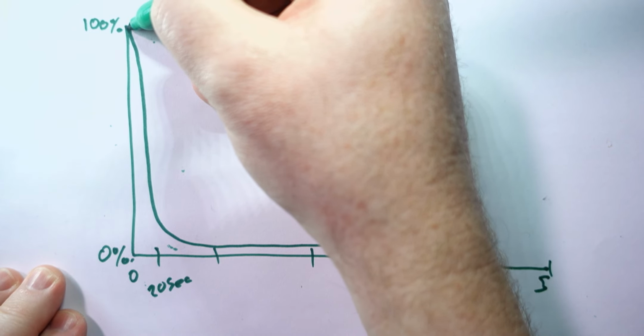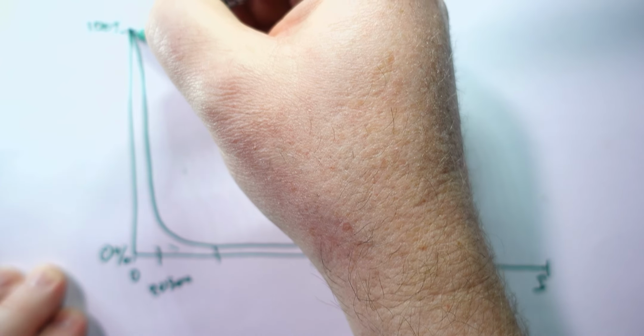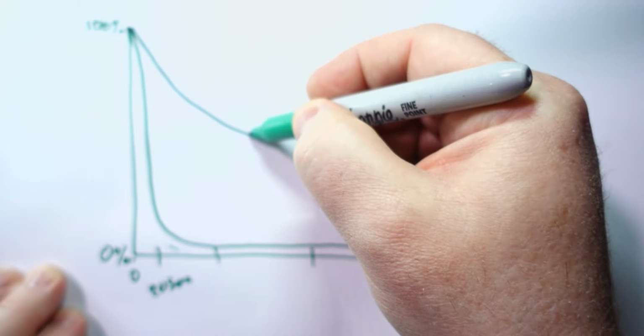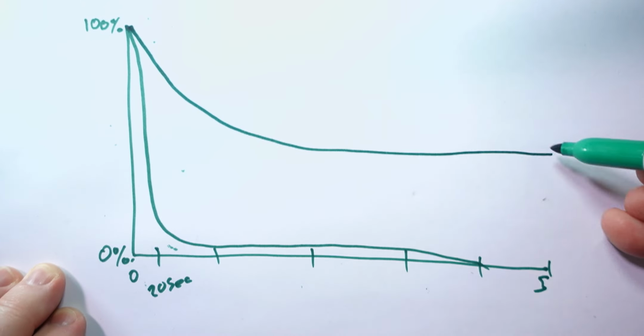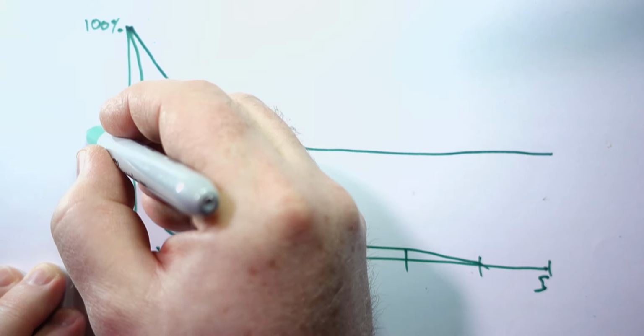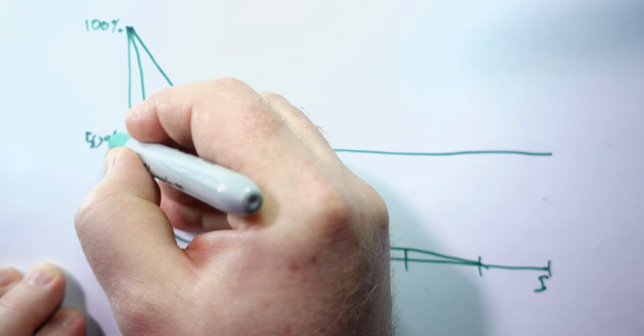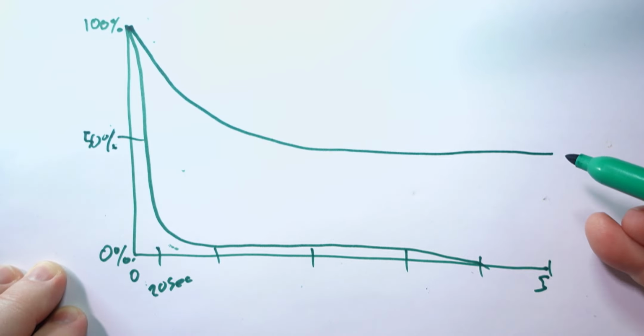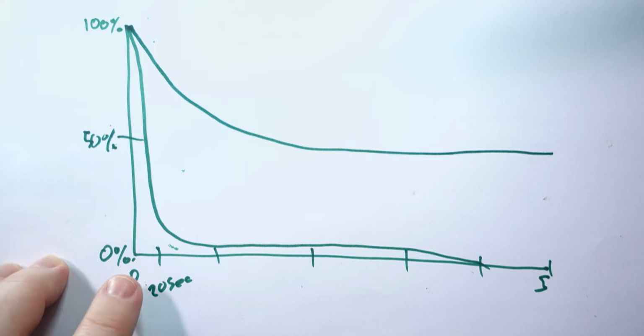What you want to try and do is get a graph that looks a bit more like this. When all of your viewers come along, you want to try and get them more along this kind of line. So you've got about 50% of your viewers still watching at the end. If you can do that, you're doing a really good job.